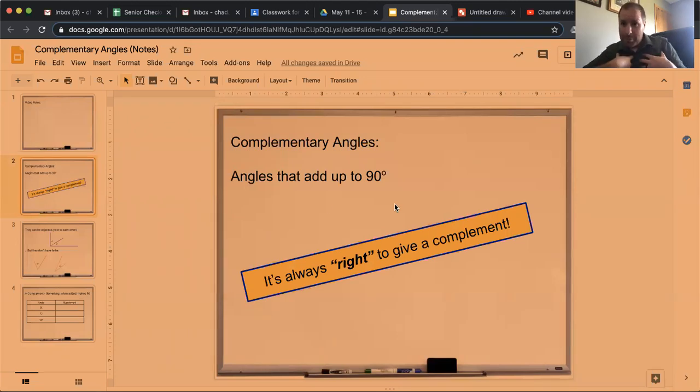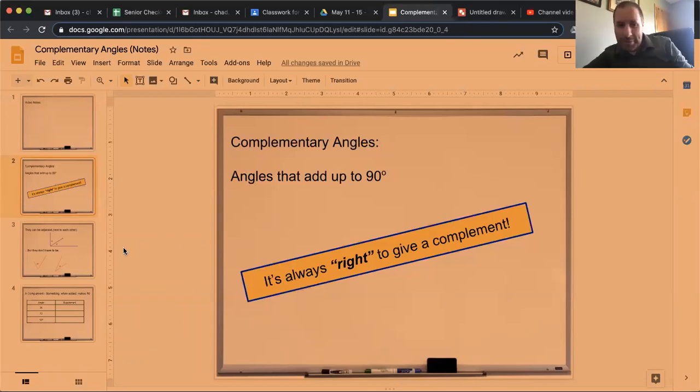The way I remember that is this little phrase right here, is that it's always right to give a compliment. You get it? You see, because complementary angles make right angles. So it's right to give a compliment. That's at least how I remember those between complementary and supplementary. So you're welcome for that little nugget of information right there.